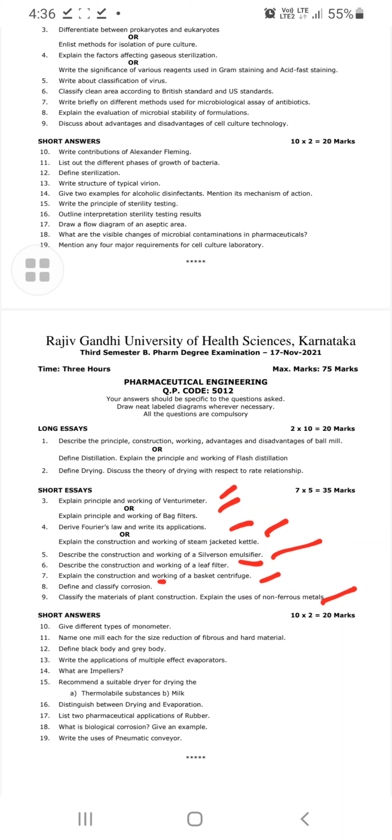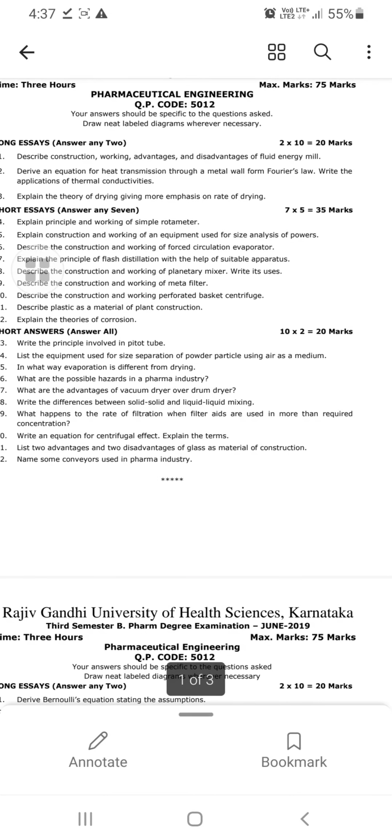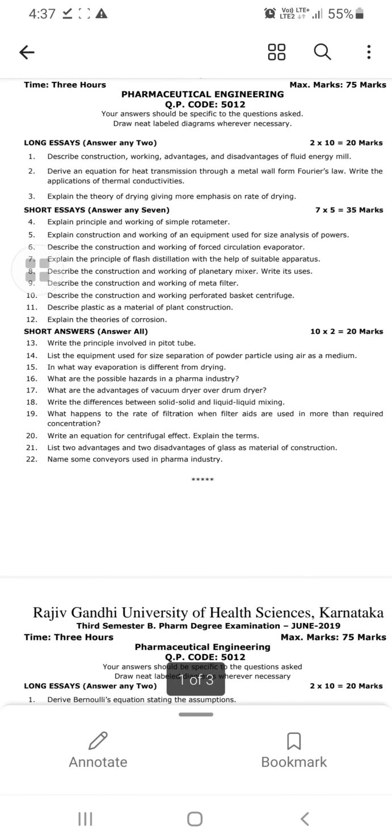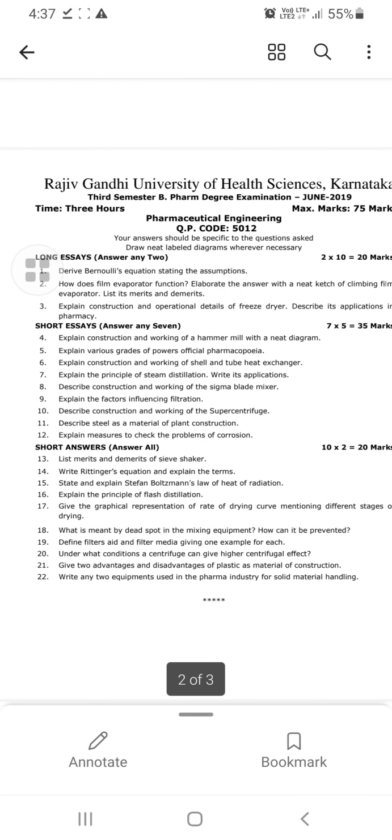Now next some of the 2019 and 2020 questions, let's discuss those. You go for question paper 2019, very important question paper for your engineering. Construction working of hammer mill, yes, very important. Then various grades of official pharmacopoeia powder, that is there. Sometimes they will ask for 2 marks.